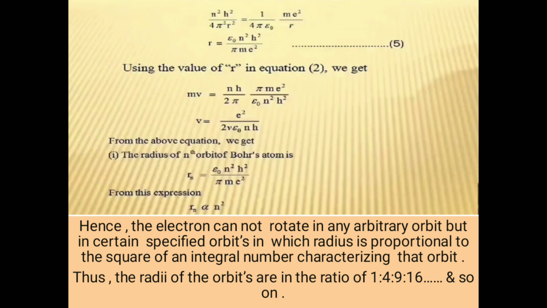Hence, the electron cannot rotate in any arbitrary orbit, but only in certain specified orbits in which the radius is proportional to the square of an integral number characterizing that orbit. Thus, the radii of the orbits are in the ratio of 1:4:9:16 and so on.